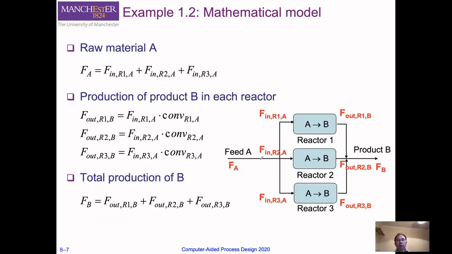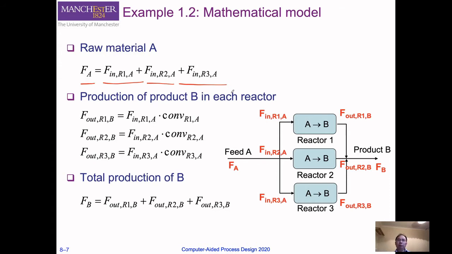Okay, now we develop the mathematical formulation for this example as we define variables to denote the total flow rate of A and also the flow rate of A into each reactor. So then we can write FA is equal to FINR1A plus FINR2A plus FINR3A based on the material balance of A.